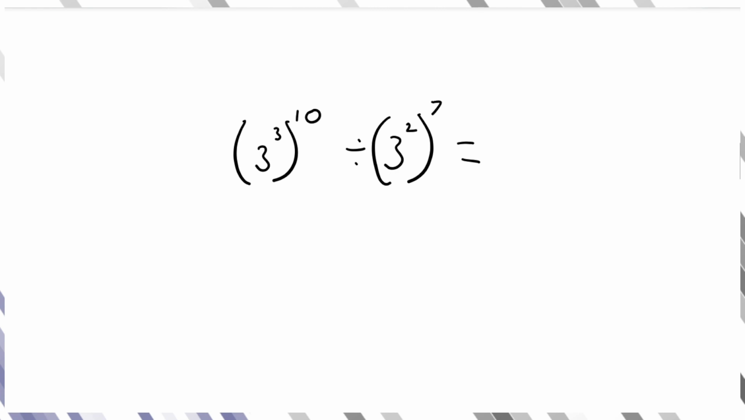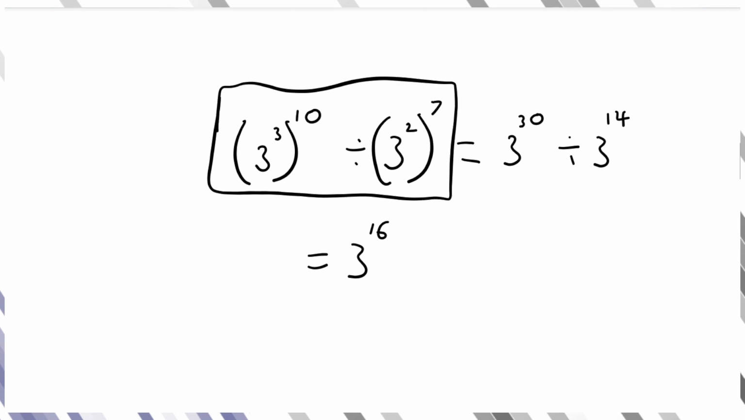So the first term would be 3 to the power of 3 times 10, which is 3 to the power of 30. And then we're dividing by 3 to the power of 2 times 7, which is 3 to the power of 14. And then that will equal 3 to the power of 30 minus 14, because when we divide we subtract the powers, so that's 3 to the power of 16. So all of that equals 3 to the power of 16.